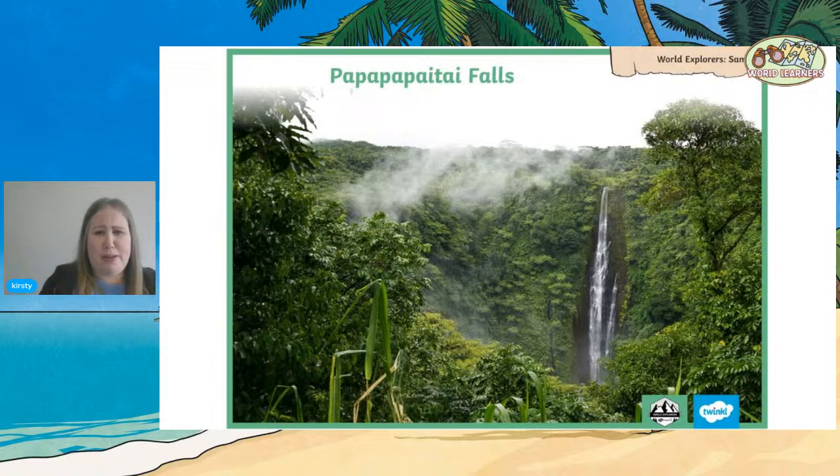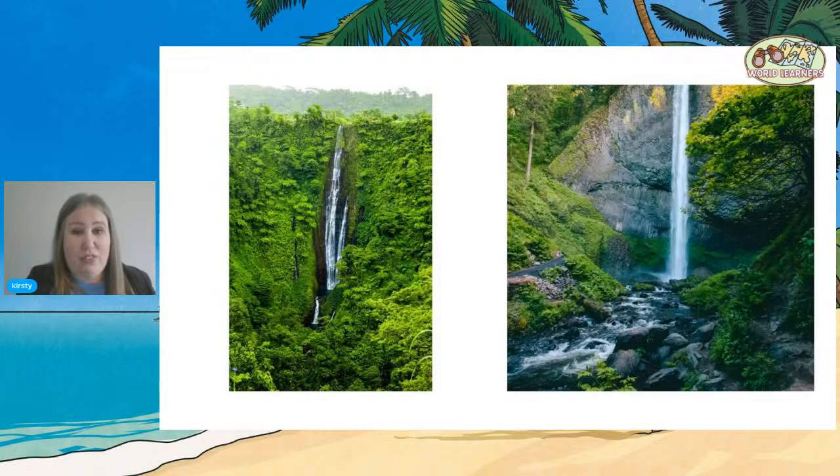The Papapapatai Falls, wowzers. This is on the south coast of Upolu Island, and you can find this amazing waterfall. The drop is over 100 metres. It's the highest waterfall in Samoa. And if you look up pictures of Samoa, you'll find lots of this waterfall. It's really beautiful, isn't it?